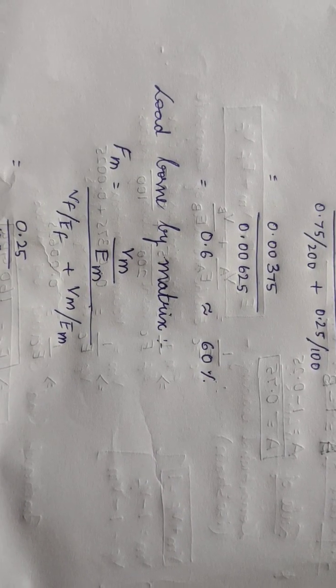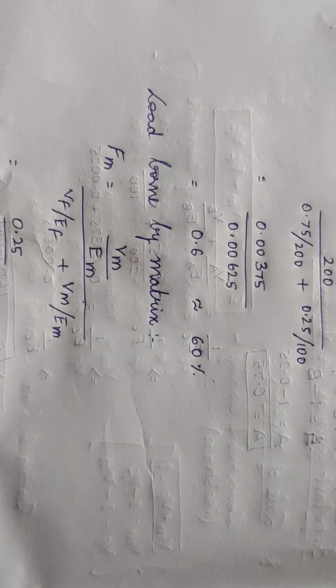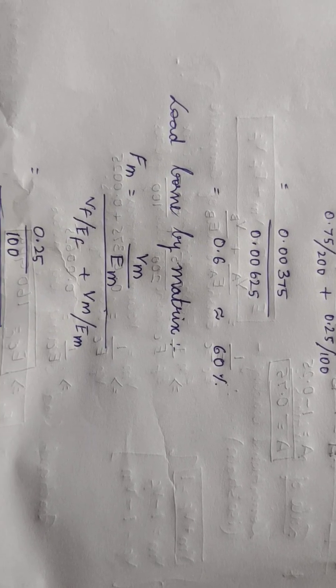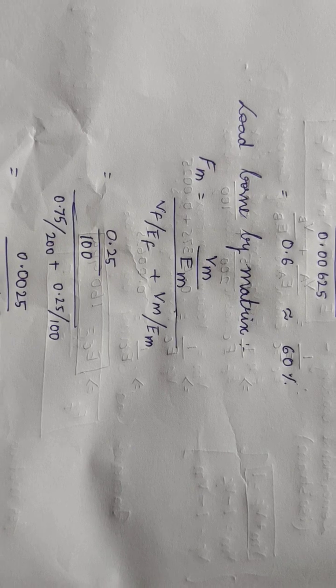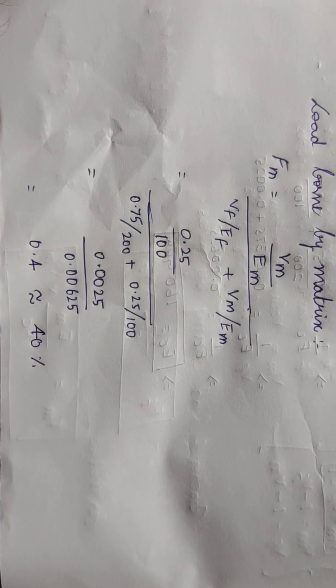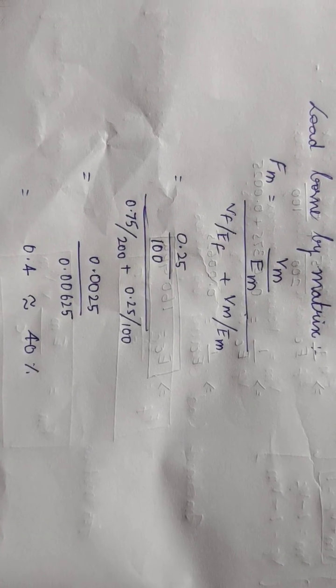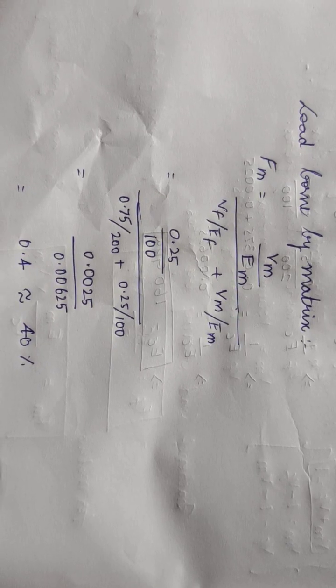Similarly, for the load borne by the matrix, Fm equals Vm by Em divided by Vf by Ef plus Vm by Em. We have the values already, and if we substitute them in the formula, we get 0.4, which equals 40%. So 40% of the load is borne by the matrix and 60% of the load is borne by the fibers.